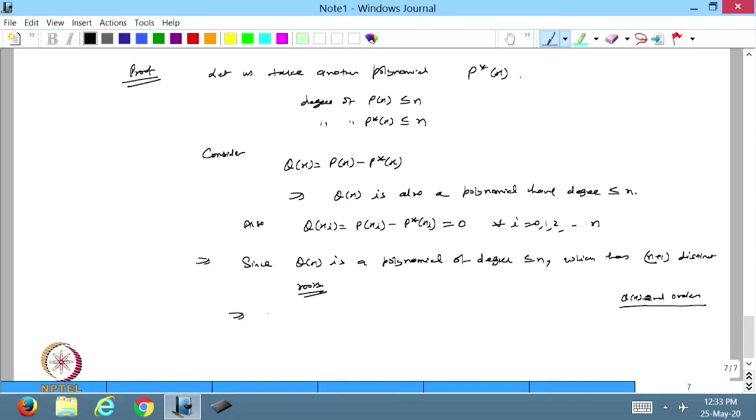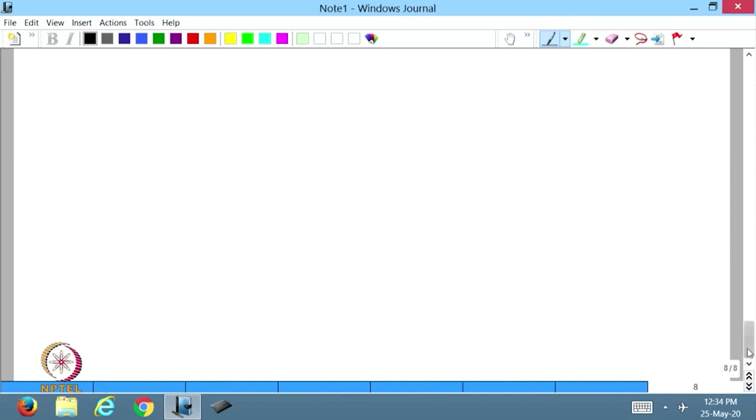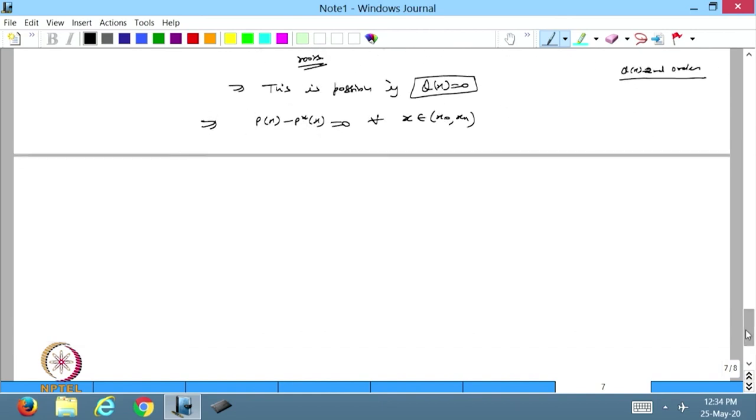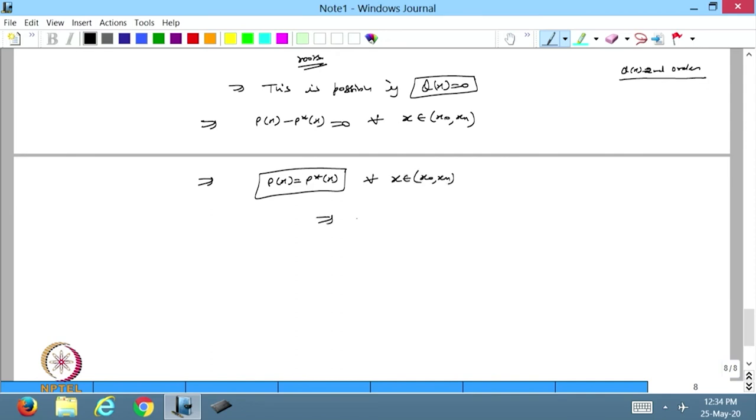which implies that this is possible only if my q x itself is 0. So, it is 0 for all values of x, and from here, which implies that my p x minus p star x will be 0 for all x between x 0 to x n. Because this is true, I am taking x belonging to x 0 to x n for all values of x in the given data. So, from here I can say that my p x is equal to p star x for all values of x. I can say from here that p x is unique. So, it is unique. It may look like a different one, but ultimately the values are unique.